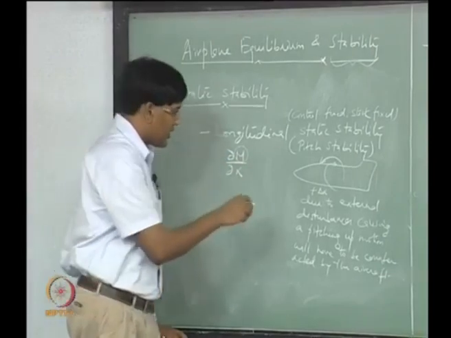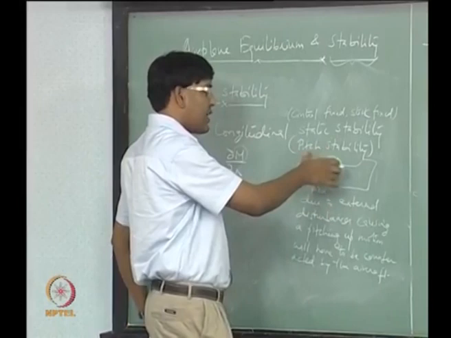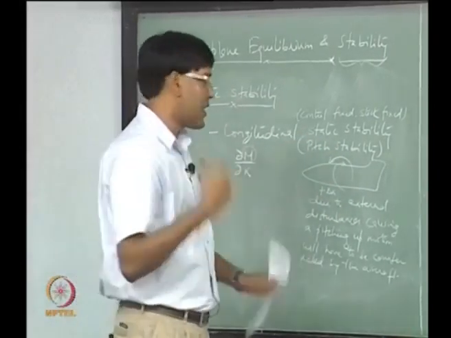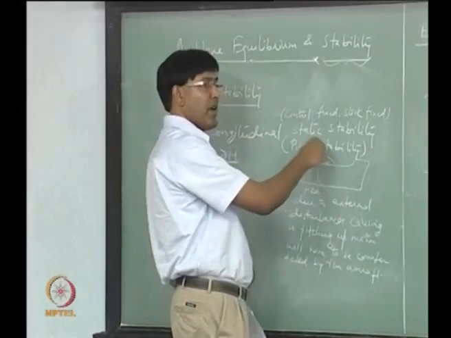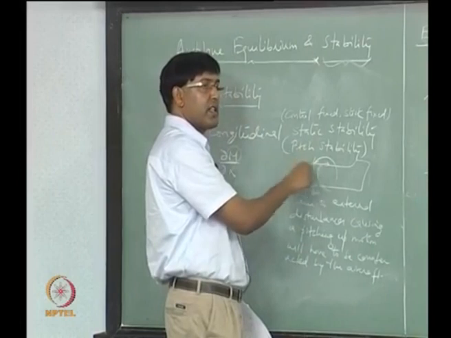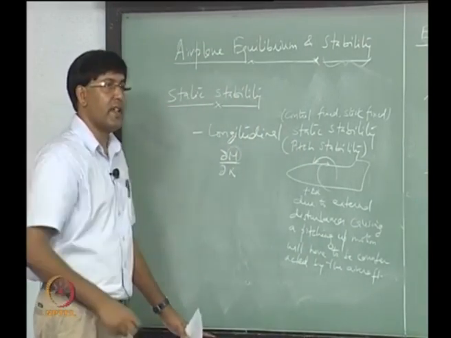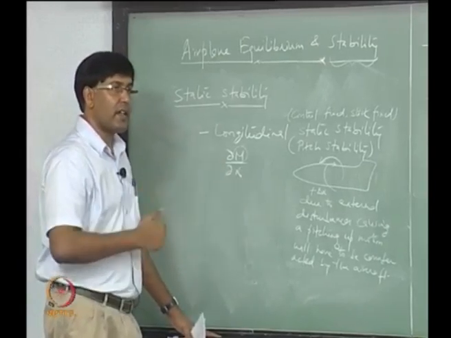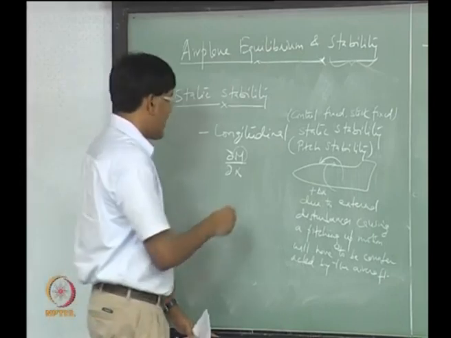So what you see here will be a statically stable condition. The aircraft will have a natural tendency to generate a restoring moment, which will try to kill this delta alpha, and that is when we will say that the aircraft has static stability properties.